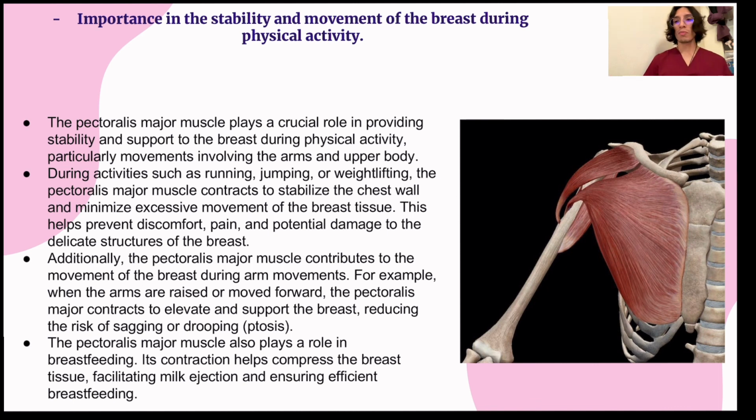The pectoralis major muscle plays a crucial role in providing stability and support to the breast during physical activity, particularly movements involving the arms and upper body. During activities such as running, jumping, or weightlifting, the pectoralis major muscle contracts to stabilize the chest wall and minimize excessive movement of the breast tissue. This helps prevent discomfort, pain, and potential damage to the delicate structures of the breast.